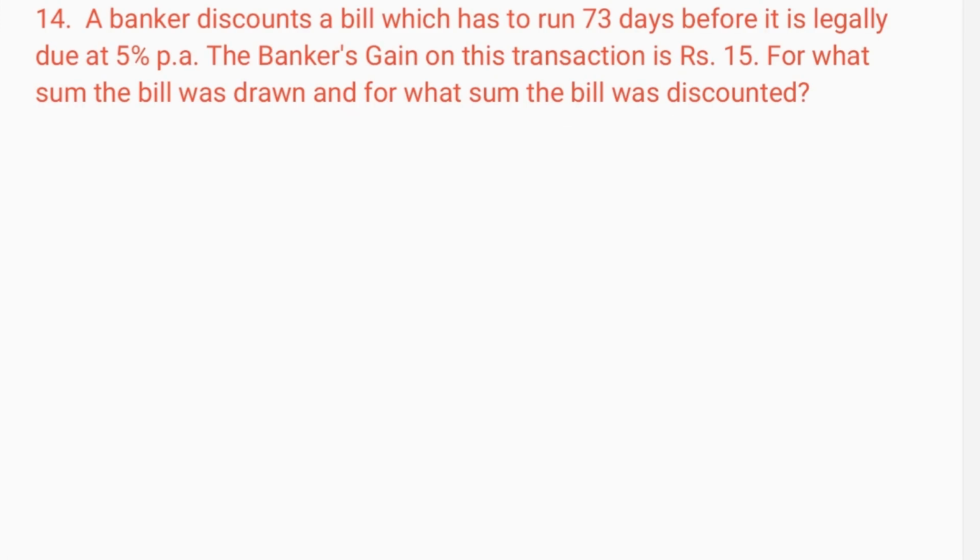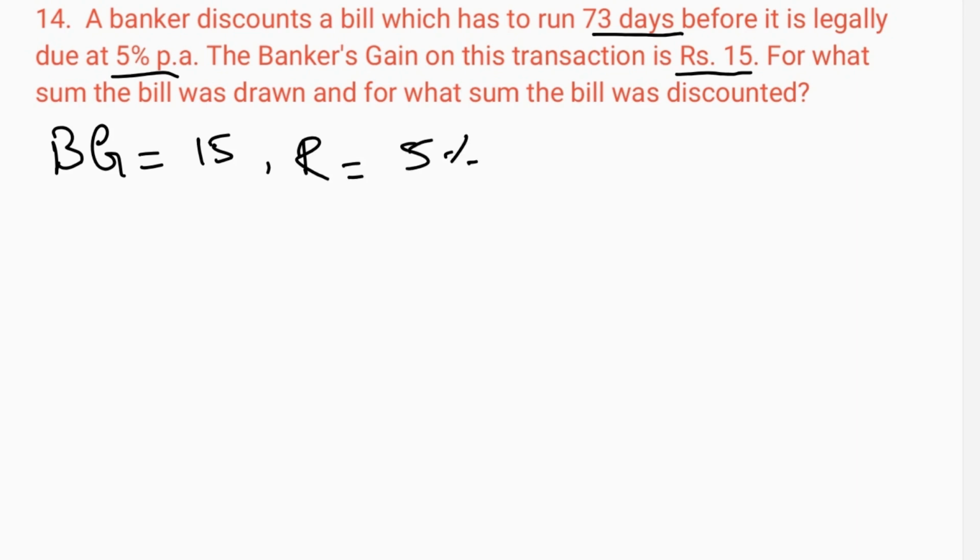So the next problem: a banker discounts a bill which has to run 73 days before it is legally due at 5% per annum. So understand carefully, the banker discounts a bill which has to run 73 days. They are discounted 73 days earlier before it is legally due at 5% per annum. The banker gain on the transaction is 15. So the banker gain is rupees 15.